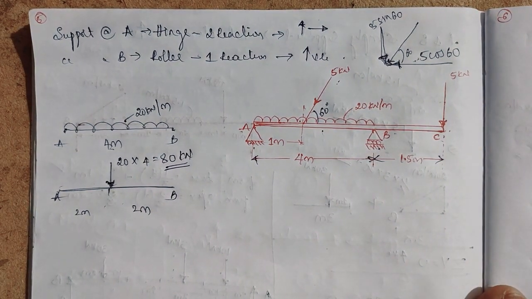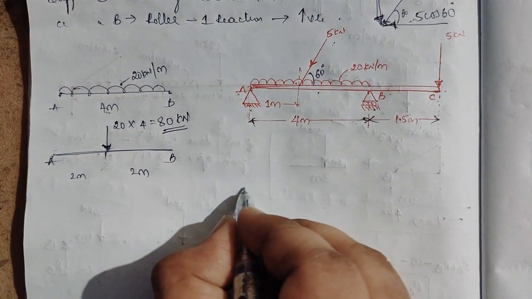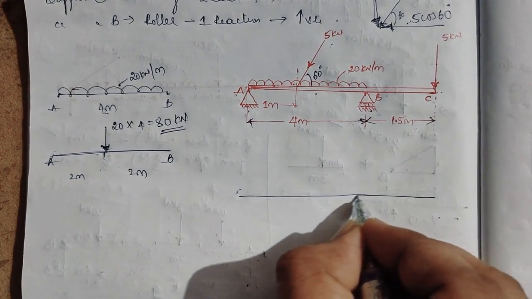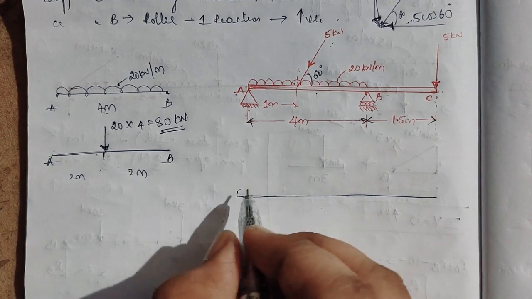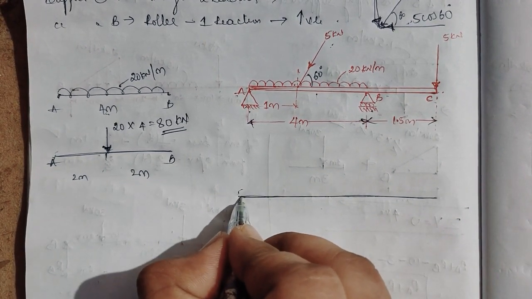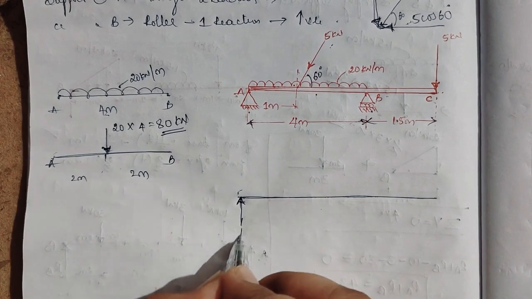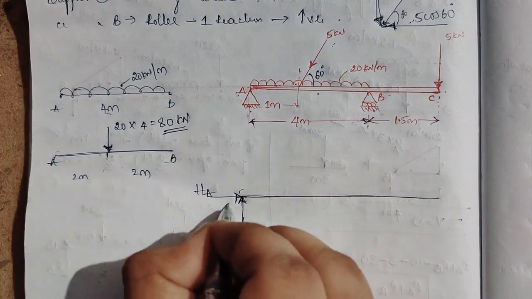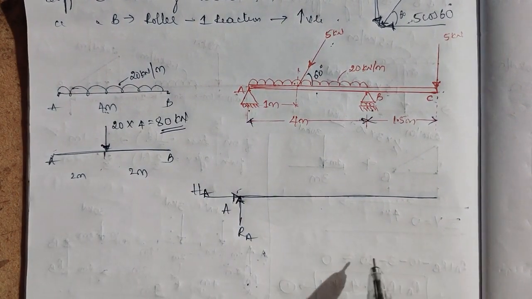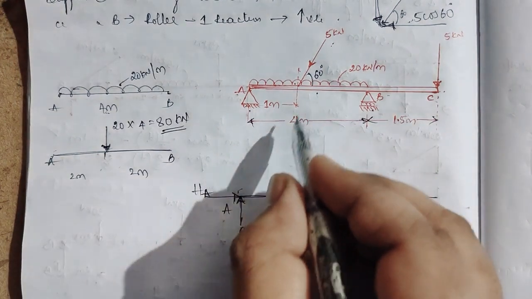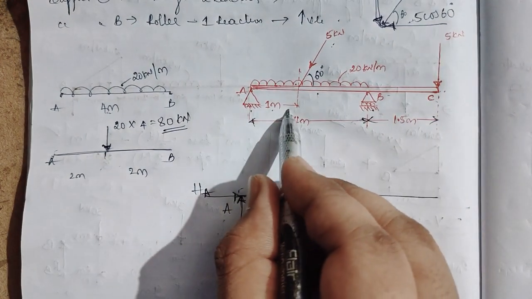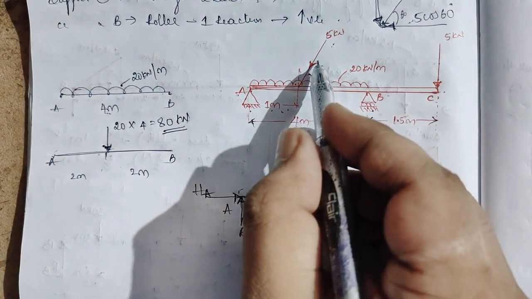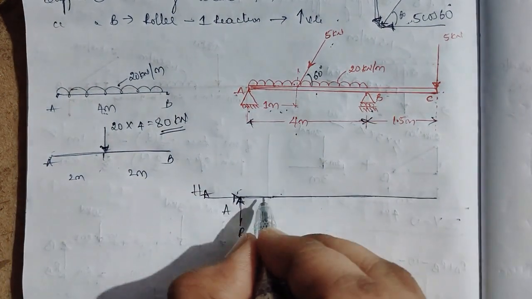Okay, so I'll write the simplified diagram. So this is A, B, C. Okay, so at A, as it is a hinge, we have RA and we have HA. This is A. Okay, moving a little ahead, 4 meter, this is at 1 meter, see. Since the 1 meter one is a little closer, I take it here. So there is a 5 kilonewton force. It will be 5 sin 60 and 5 cos 60.